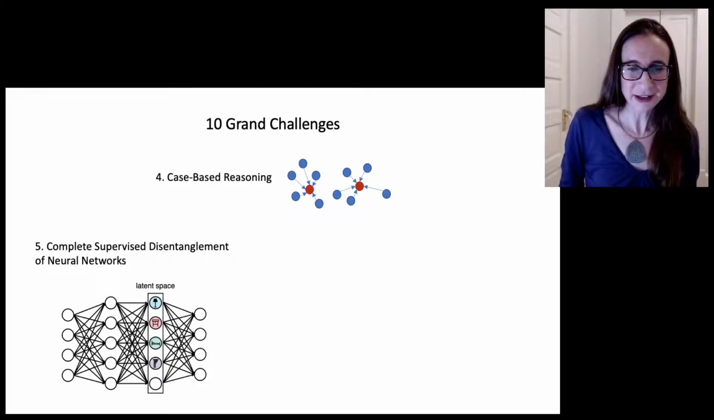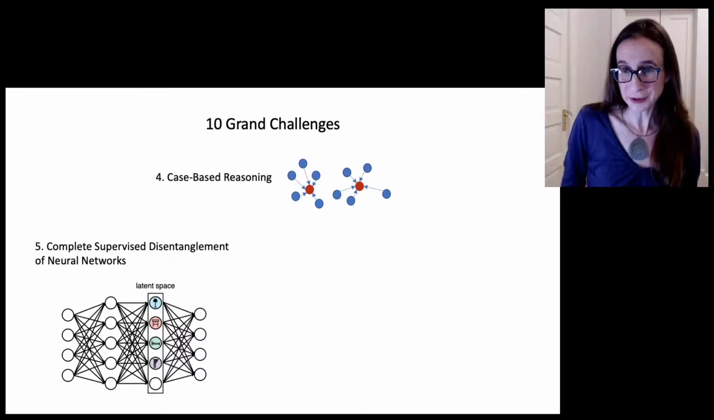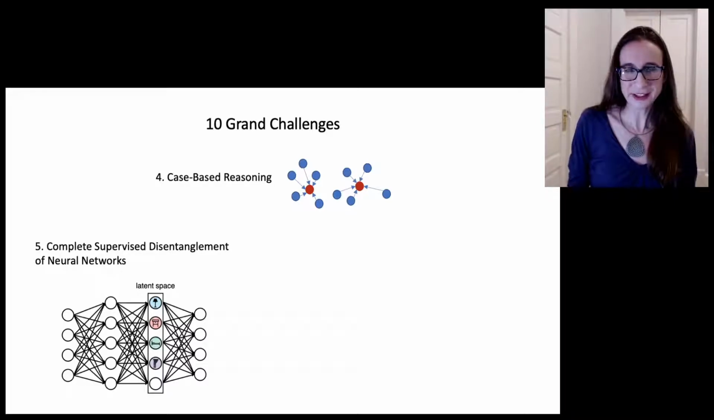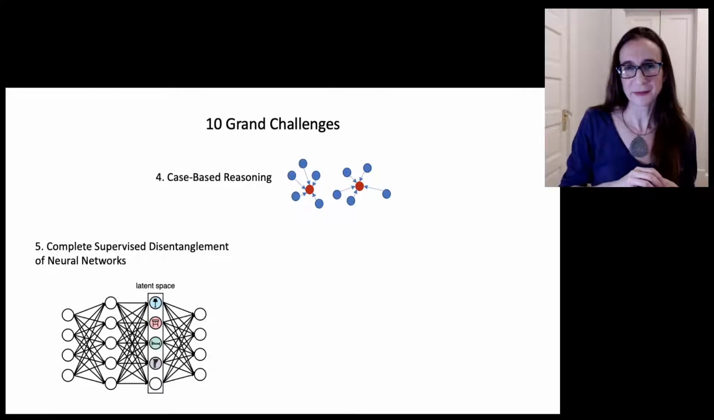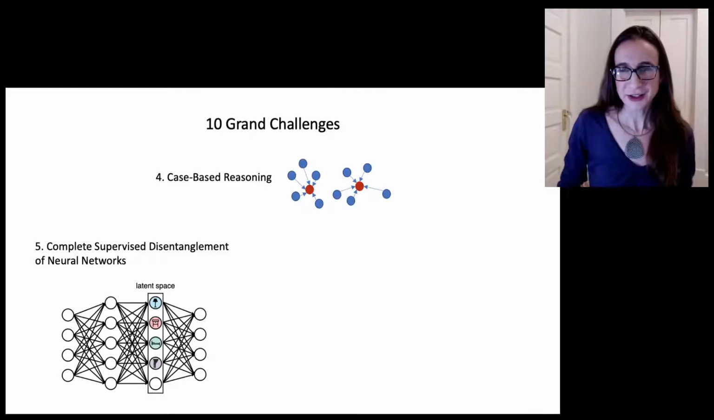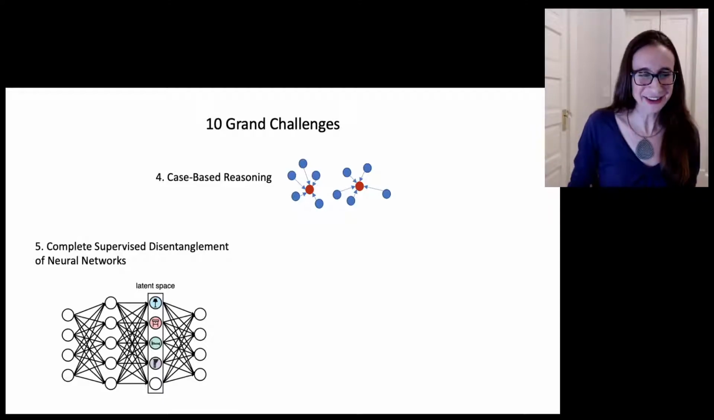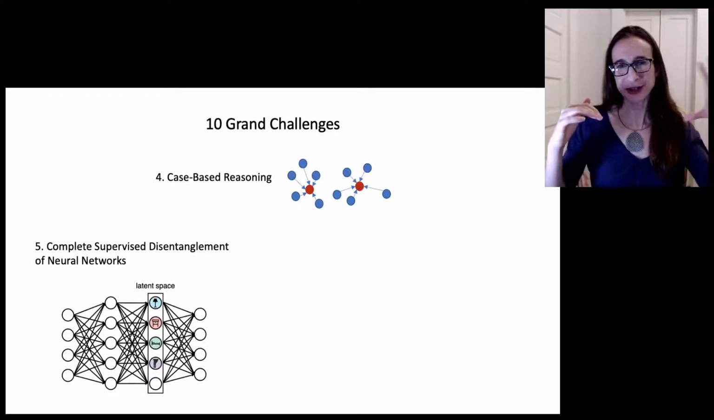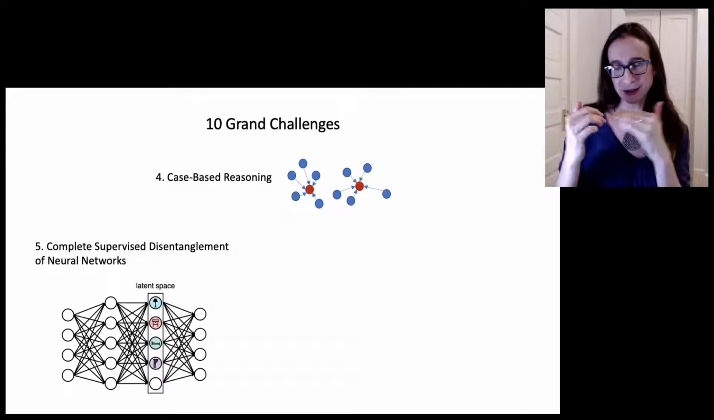The fifth one is complete supervised disentanglement of neural networks. For computer vision, mostly, we're discussing here. And the idea is that you want different types of information to travel through the network through very specific neurons. So you might want to create a neuron that's like a grandmother neuron, or a neuron that's like an airplane neuron, so that all the information about airplane that the network is using to make a prediction goes through that one neuron.